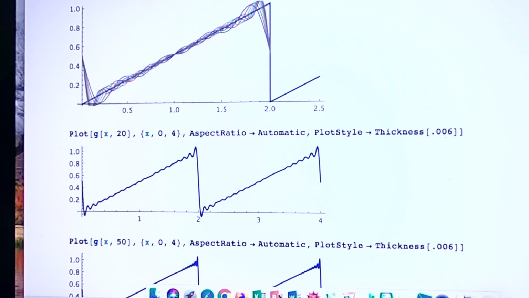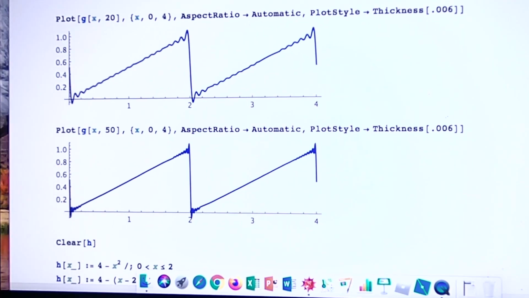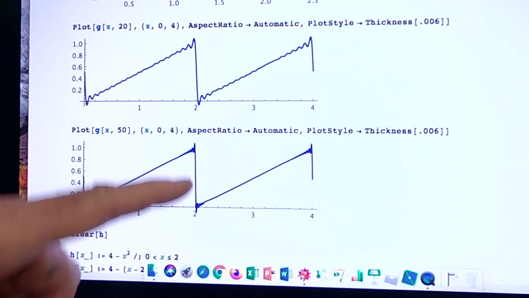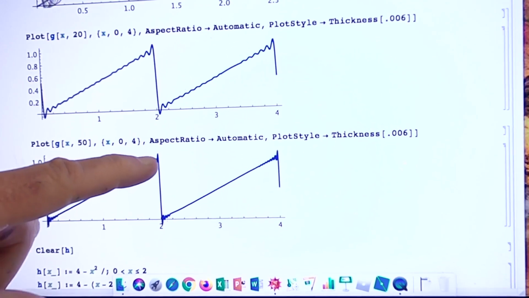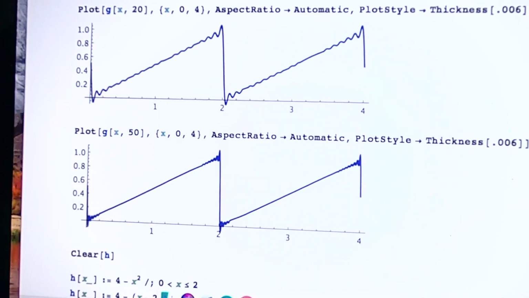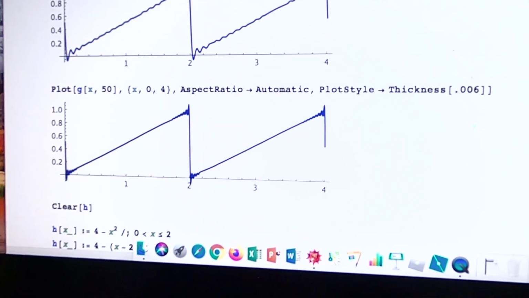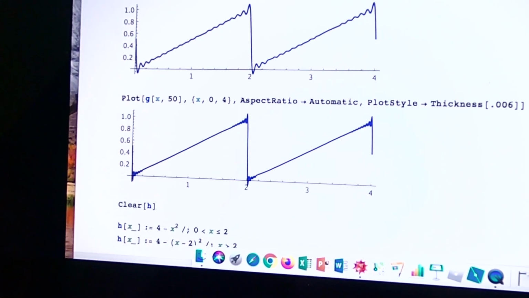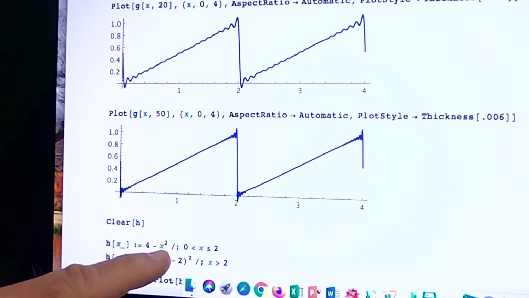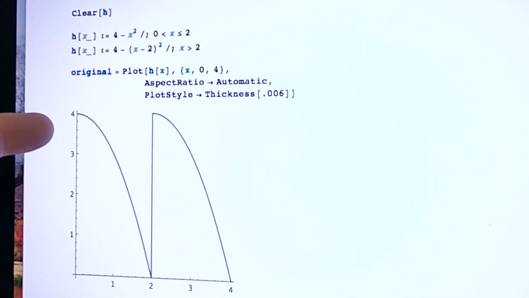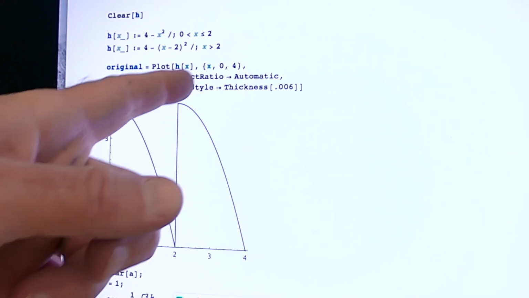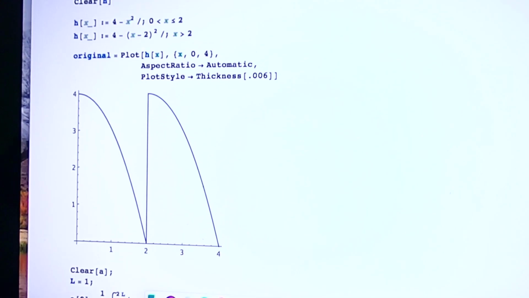And here I said, let's go out to 50 terms. 50 terms, it's getting very close. It has a tough time on real sharp edges. I have to go up to more and more terms right there. And then I said, let's try a different function. 4 minus x squared. Well, that's just an upside down parabola. It looks like this. 4 minus x squared, and then I said repeat it, and so on.